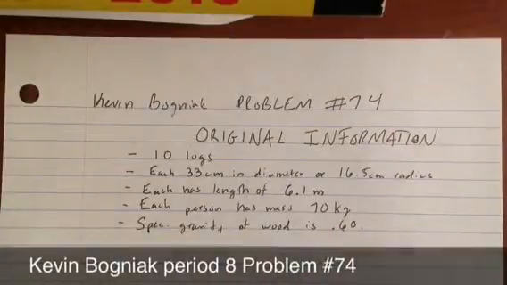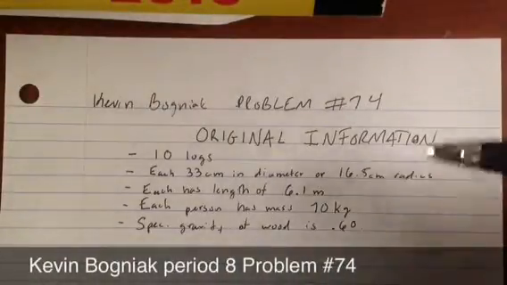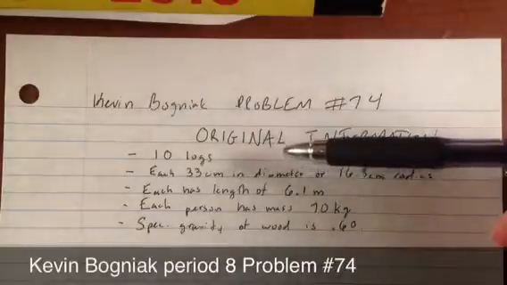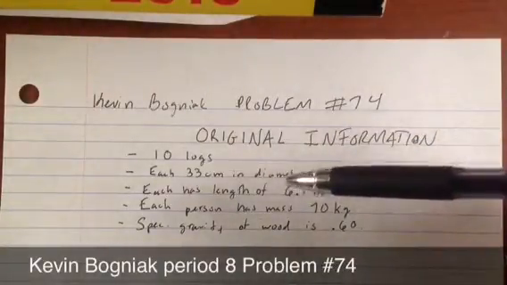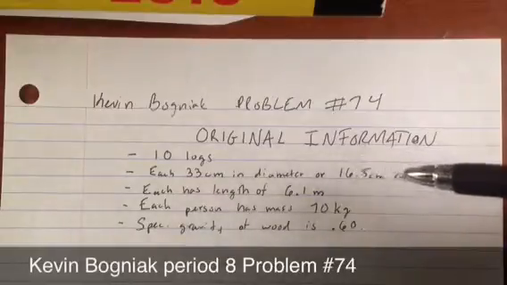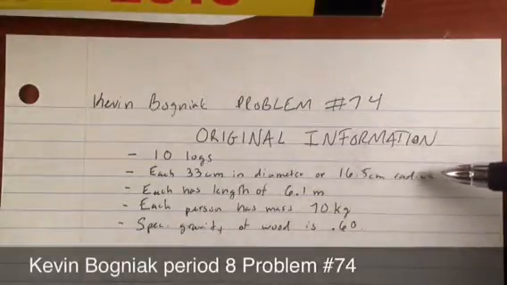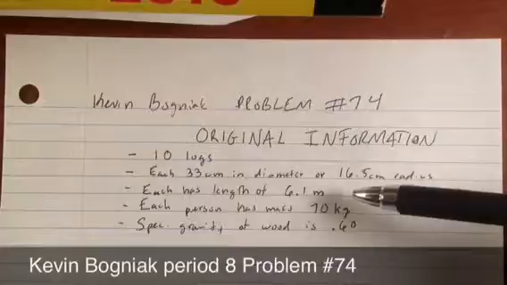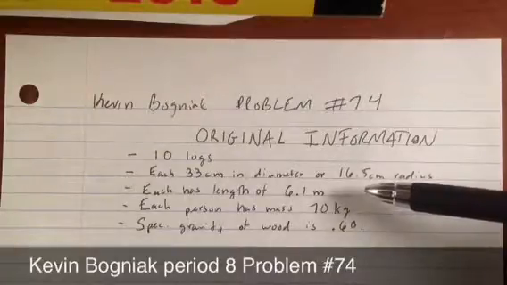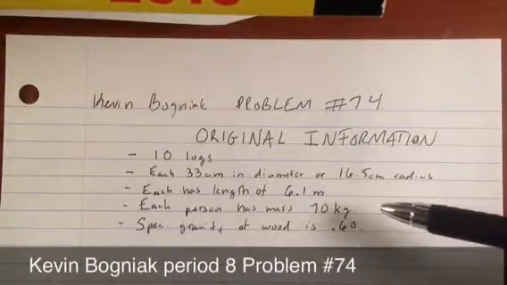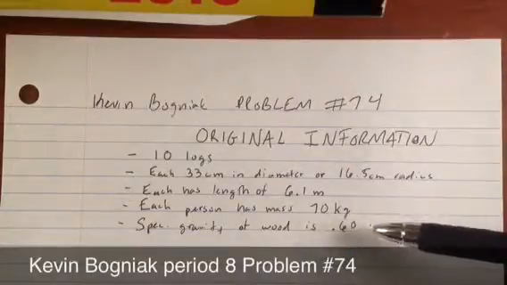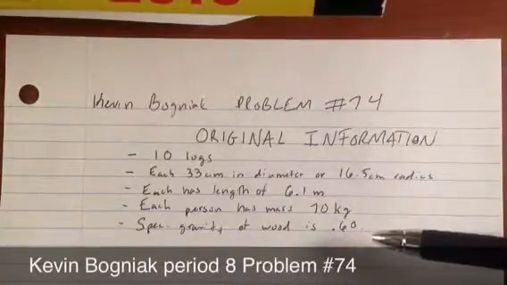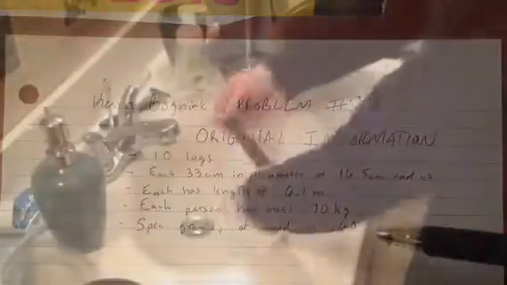The original information that we are given is first that we have 10 logs. They're all lashed together. Each has 33 centimeters in diameter, or that would be 16.5 centimeter radius. Each has a length of 6.1 meters, and all the people that are standing on top of it, each person would be 70 kilograms. And the specific gravity of wood, which we'll use to find density, is 0.60.